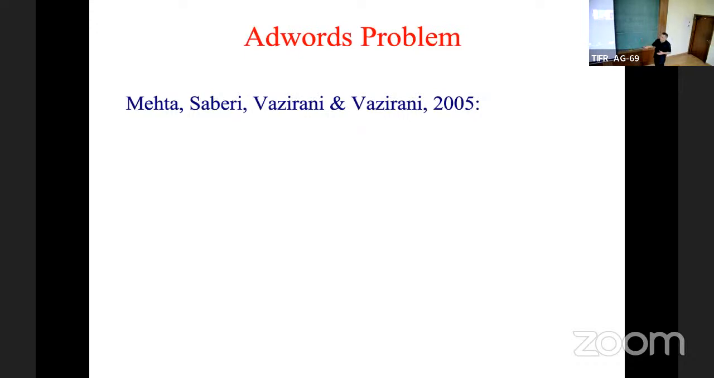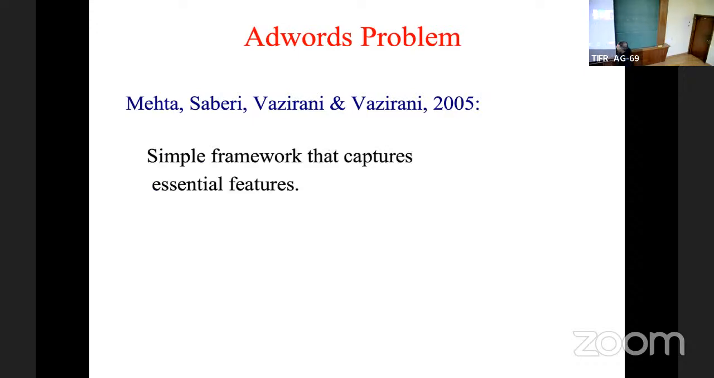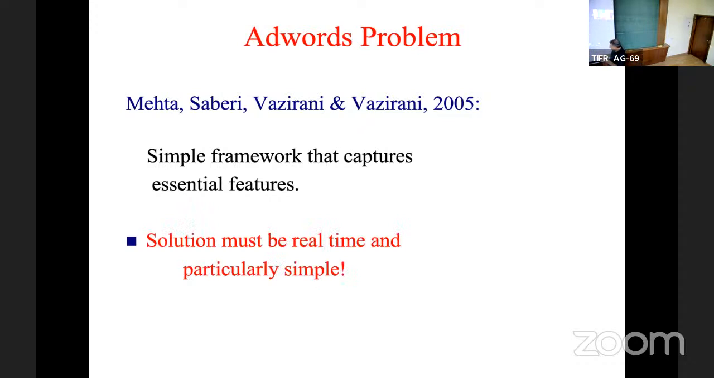Aranyak Mehta, Amin Saberi, they were my students at Georgia Tech, and Umesh Vazirani and me. And in particular, Aranyak Mehta is at Google now. Our first job was to get a simple framework that captures the essential features of this problem so that we could attack it mathematically. And I'll show you how we defined it. We called it the AdWords problem.